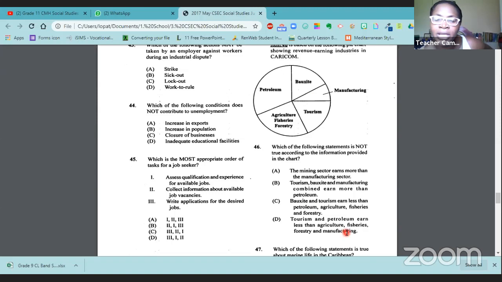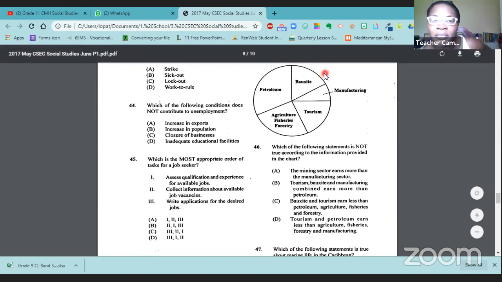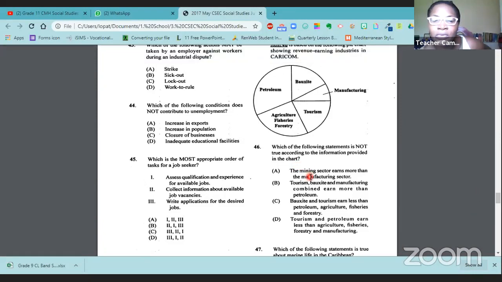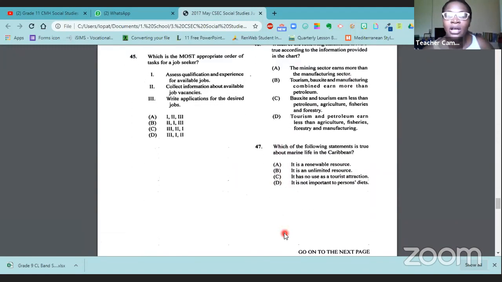So I'm leaning towards D, the mining sector earns more than. If you're going to put petroleum and bauxite together as the mining sector, that would be true. So the A is out. That is out. So the answer would be D. I need to look at that again. My brain is getting a little cloudy now. Look at D for the time being.